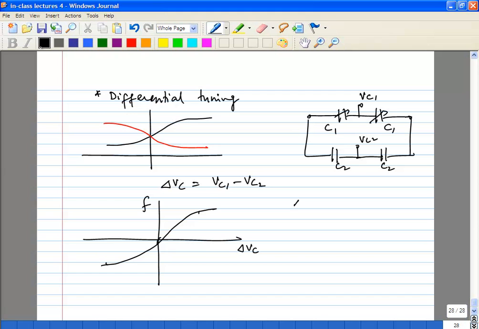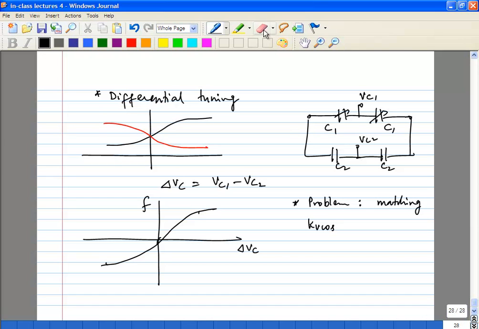The biggest problem with this is that the two slopes at any point will not be constant, because you are using two totally different devices. Matching the KVCOs will become a problem. Getting a very linear KVCO would become a problem.